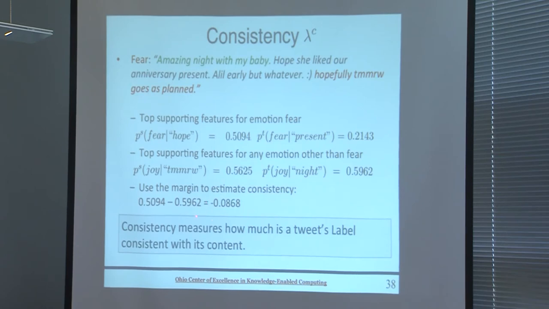Now I use the margin to estimate the consistency. You can see the margin is negative, right? So in this case, it clearly shows that the tweet expresses a mix of emotions. Otherwise, we would have a very large value here but a small value here, and then we'd get a large consistency value. That is what I mean by consistency. So that is the first part.